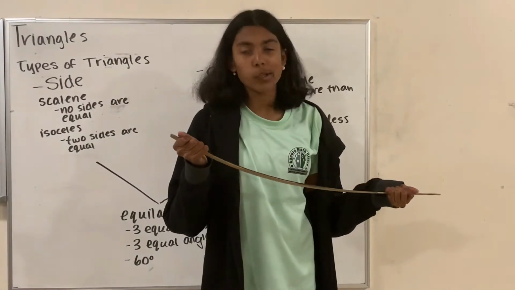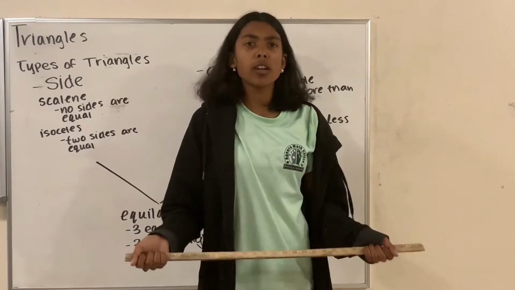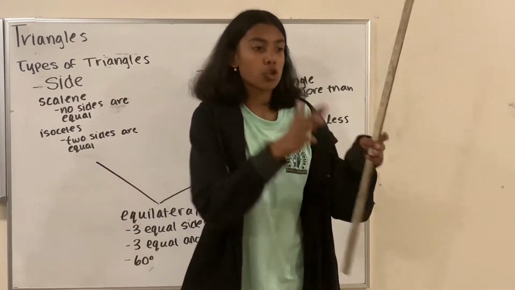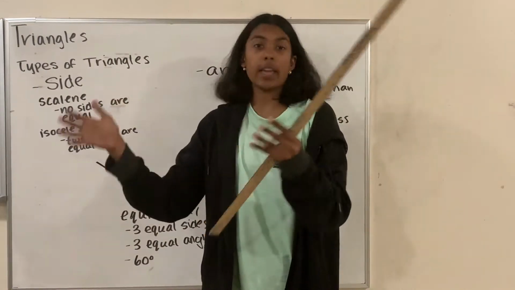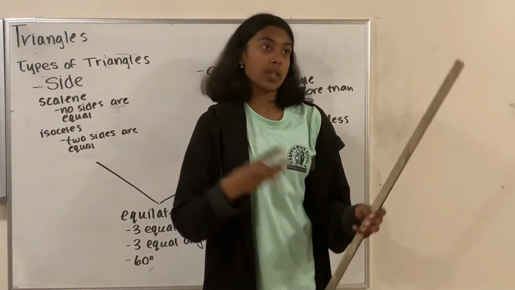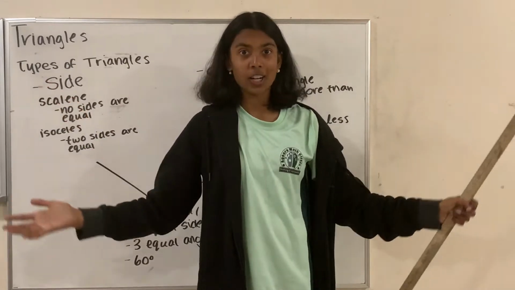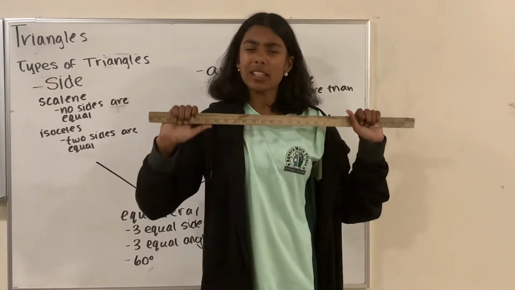Now let's move on to triangles. And basically, triangles are what the name says, tri-angles. Tri means three, angles are angles. Three angles, three sides. Those are what triangles are. And let's start off with the types of triangles.